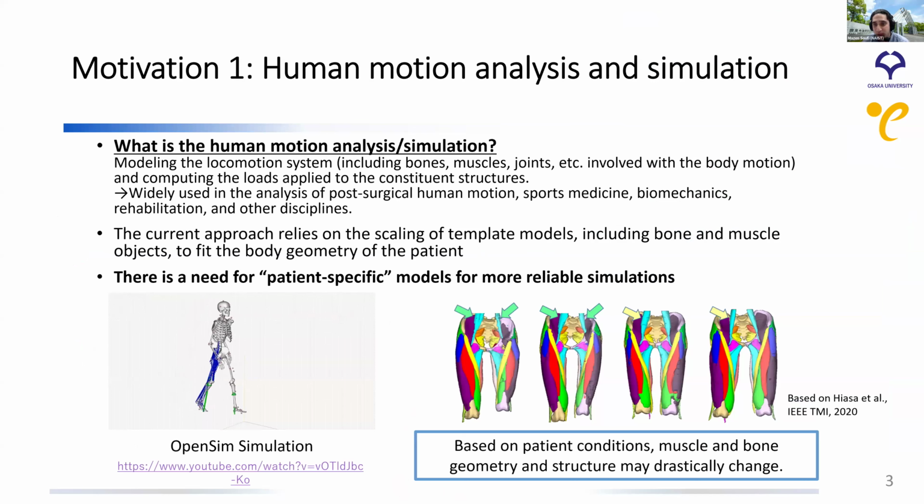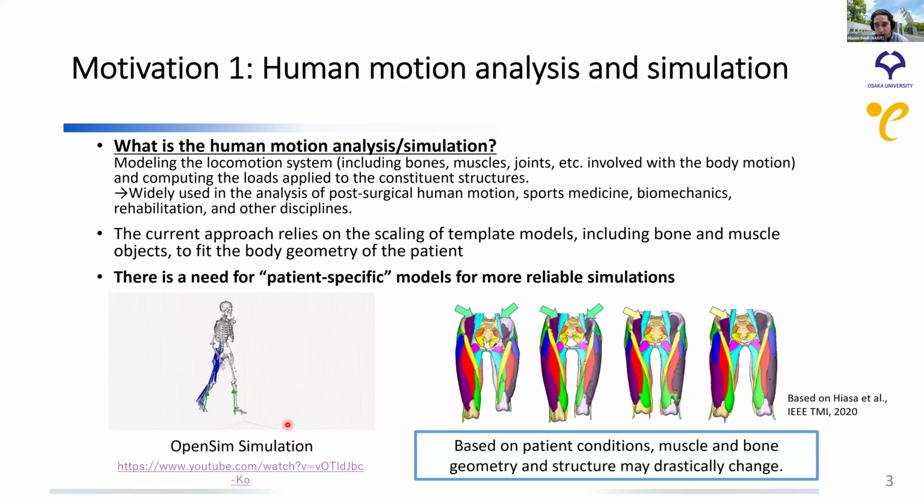Actually, I'd like to take the opportunity to share some of our motivations for working on musculoskeletal analysis. In our lab, we mainly work on topics related to musculoskeletal analysis. One of the motivations is that the current standard tools for analysis of human motion, such as the OpenSim simulation tool I'm showing here for rehabilitation and sports medicine, depend on templates that are scaled to fit the size of the target patients or subjects.